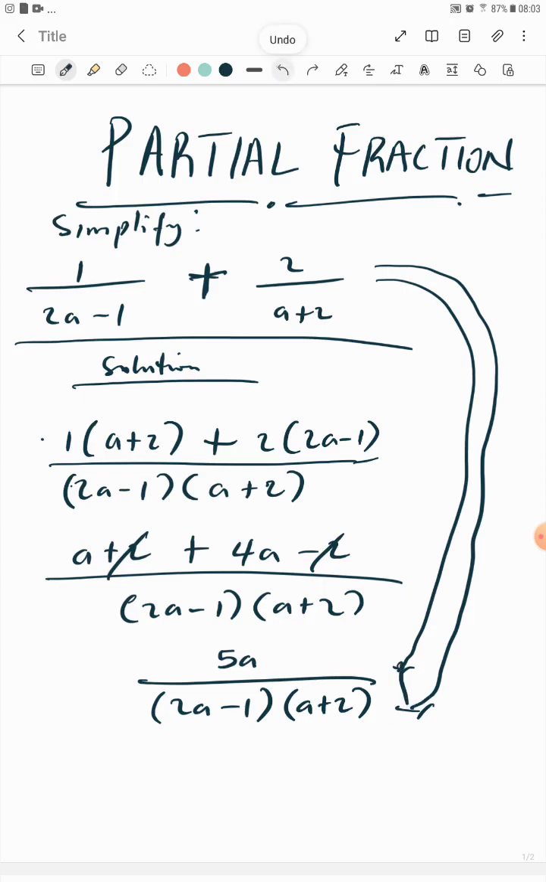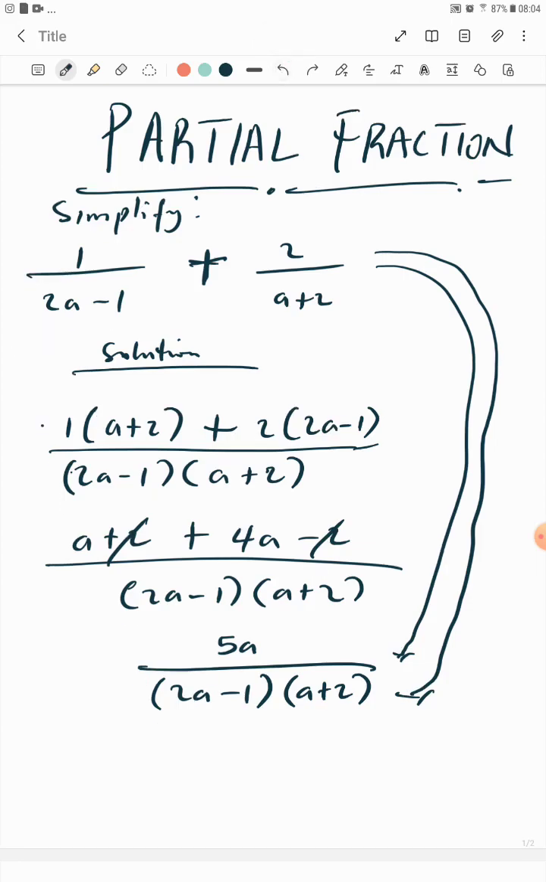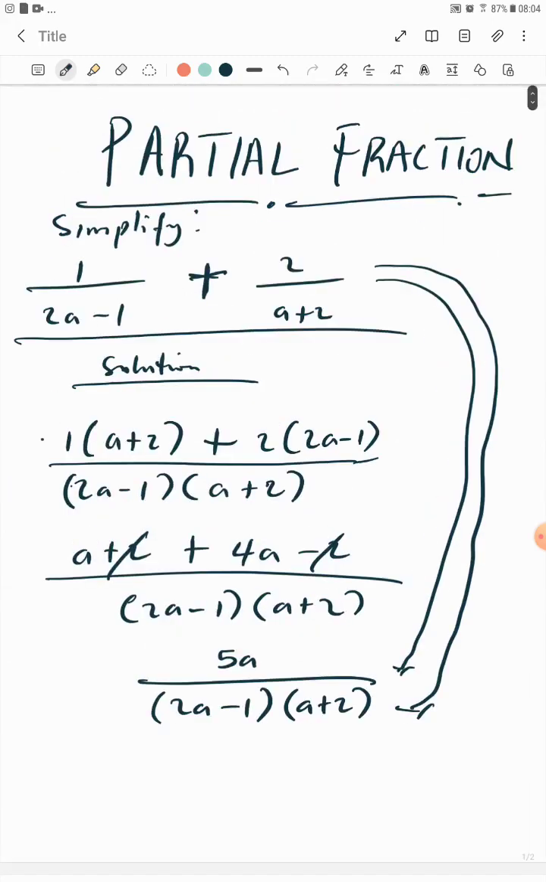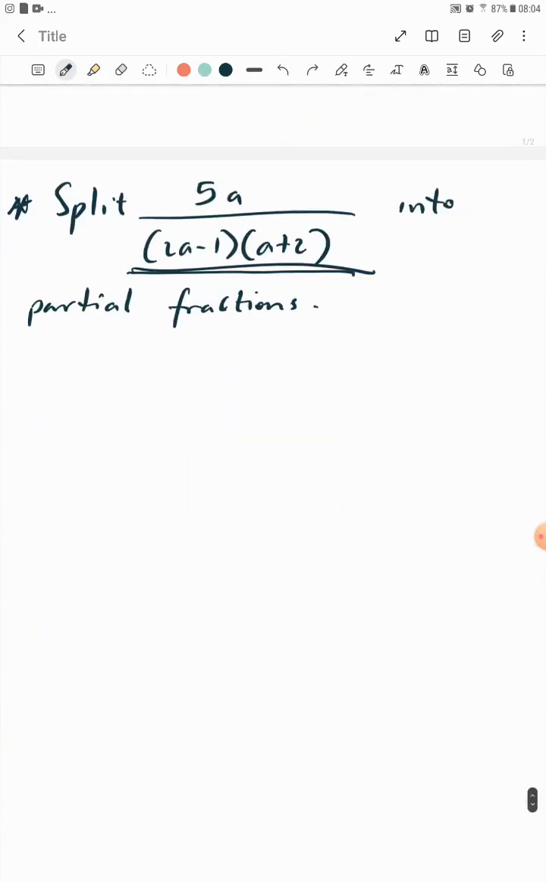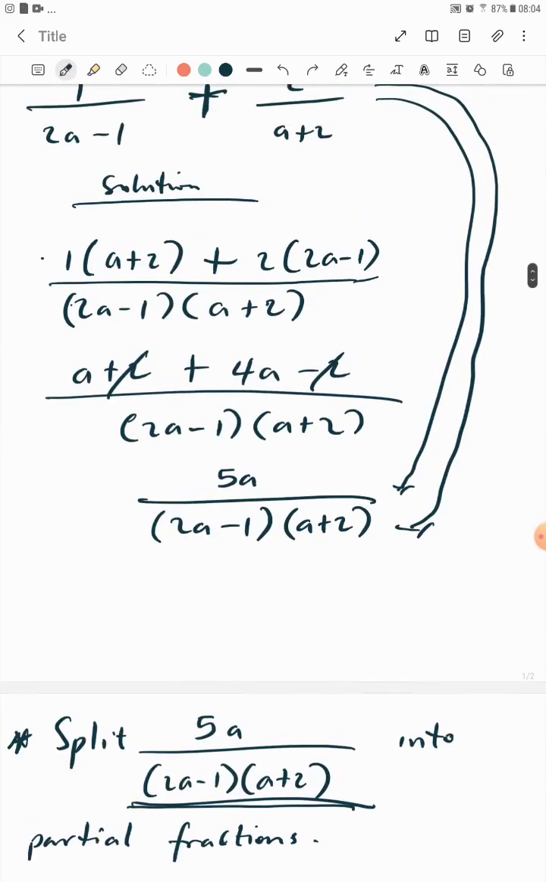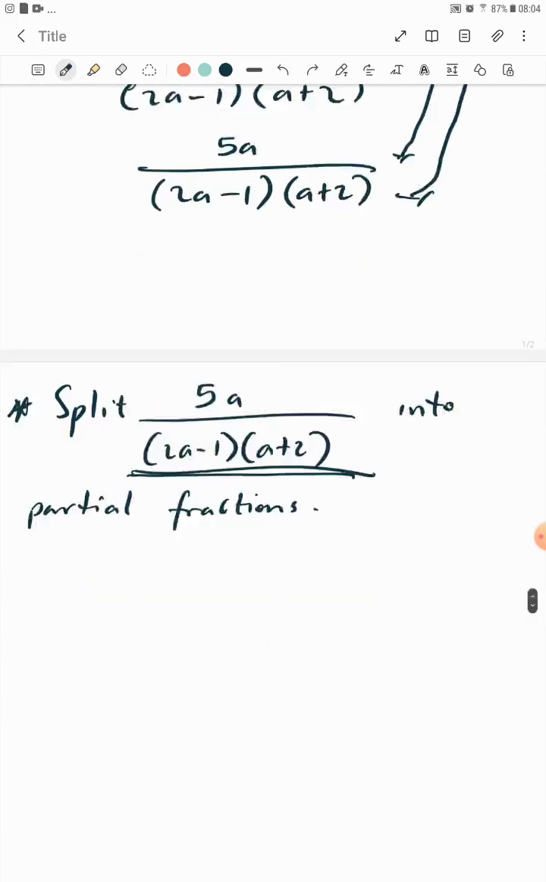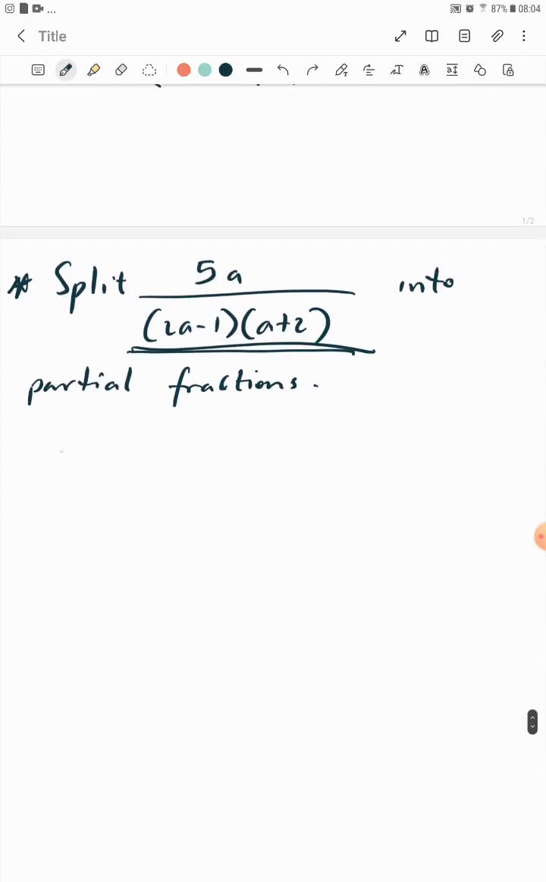But in partial fraction, you'll be given a complex fraction such as this, and then you'll be asked to split it into parts such as this. So that is what we do in partial fractions. Let's try this and see if it will definitely give us this back. So we have 5a over 2a minus 1.